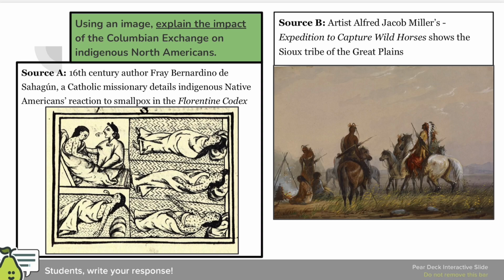Then over here, source B, expedition to capture wild horses, shows the Sioux tribe of the Great Plains. Okay, so we have to use this image, and this image shows Native Americans, not Europeans, not Africans, on horseback. So would this be a positive or a negative impact of the Columbian exchange?